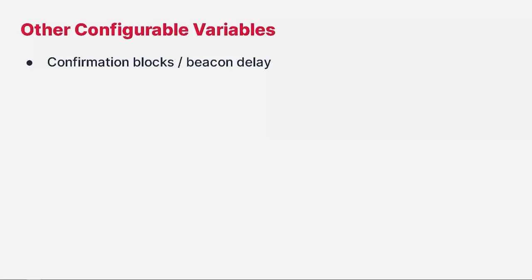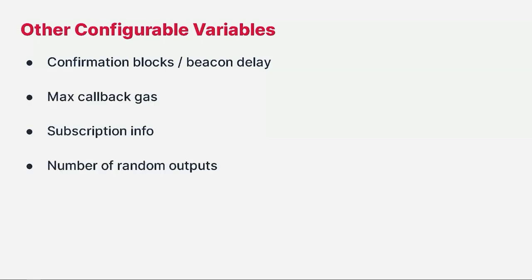So confirmation blocks or beacon delay, where if I want to wait for a certain amount of blocks, basically for finality, I could wait longer and say, okay, don't generate the output for my requests until 5 blocks have passed. Or I'm going to use the subscription info, such as who will be charged for the randomness, number of random outputs. This is actually where those smart contract vulnerabilities with XRAND come in, where as a cryptographer, you have to commit to how many random numbers you want when you make the request. And then you could say, okay, I'm going to hash over my random output with 1, 2, 3, all the way up to N. But that's something that can be handled by the provider smart contract.